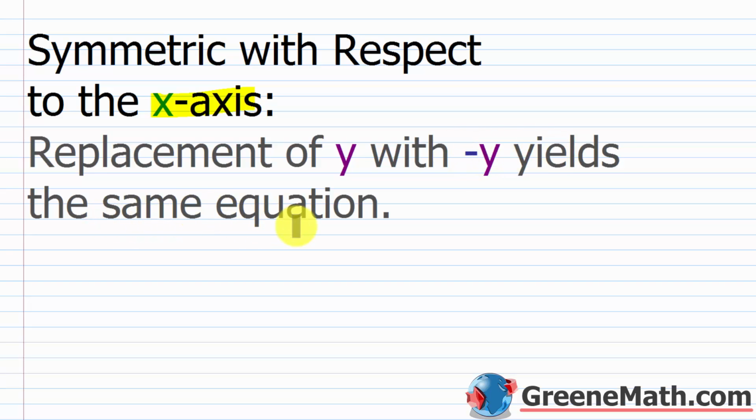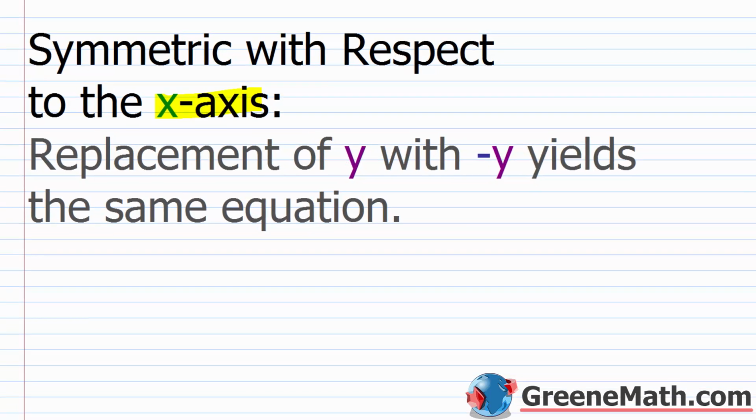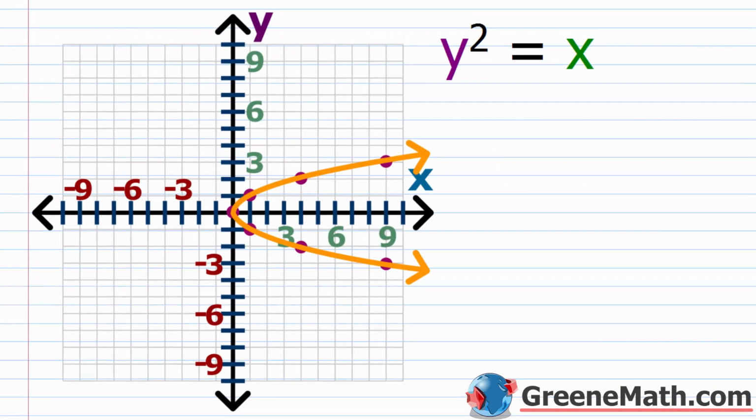One thing I'm going to tell you in advance is that if a graph is symmetric with respect to the x-axis, for a given x value, you're going to have this y and -y associated with it. So we know from our definition of functions, this will not be a function. It will fail the vertical line test. Now let's look at an example of this.